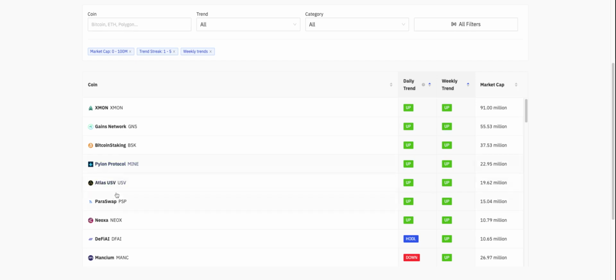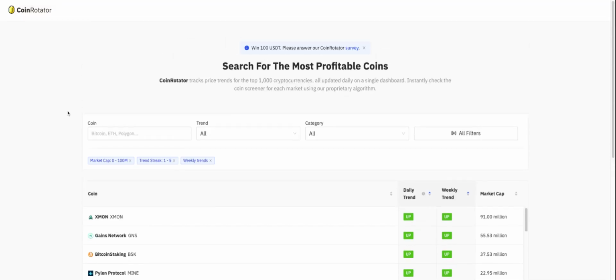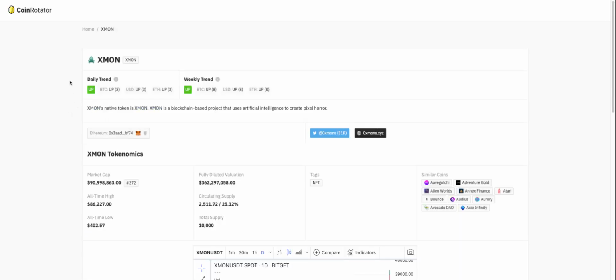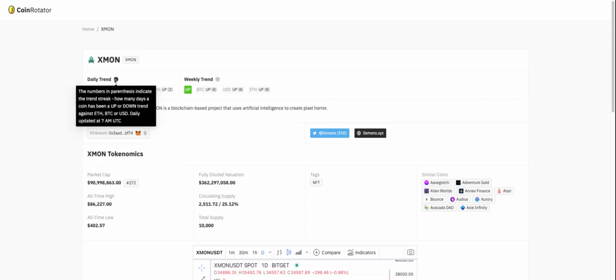These smaller coins, they trend much better when they're moving, but if they don't have a good reason to move, they're just following Bitcoin and drifting around, and probably not a great trade for you to make. So that's the basic elements of the screener itself. Now, if we open up a page, we can see more granular detail about the trend. The daily trend refers to the number in parentheses.